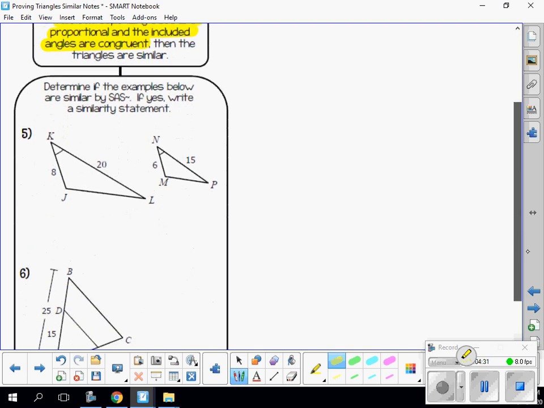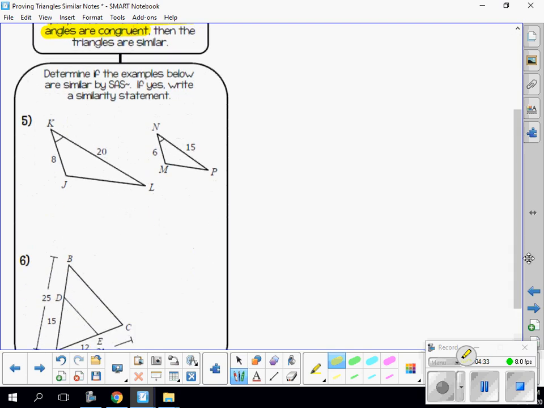So looking at that first one, I have an angle trapped between my 2 given sides. One of my sides is KJ and NM, and then my other side is KL and NP. Notice how that angle is trapped. So now I just need to check if my ratios are the same.